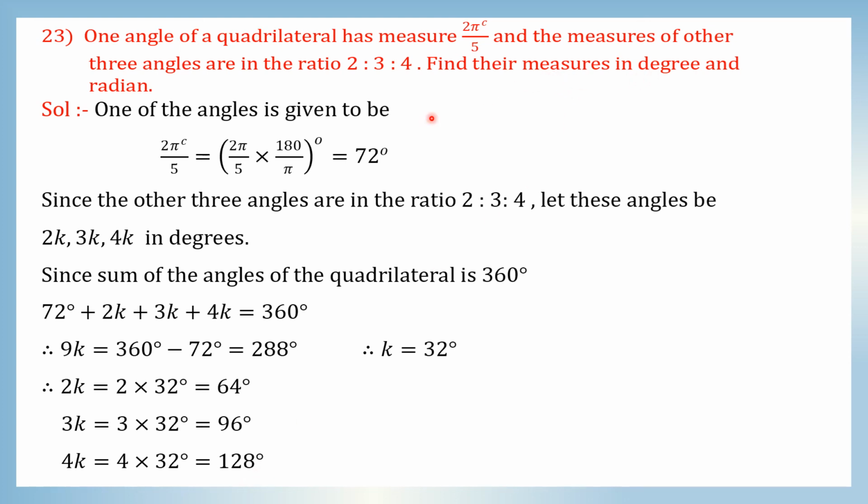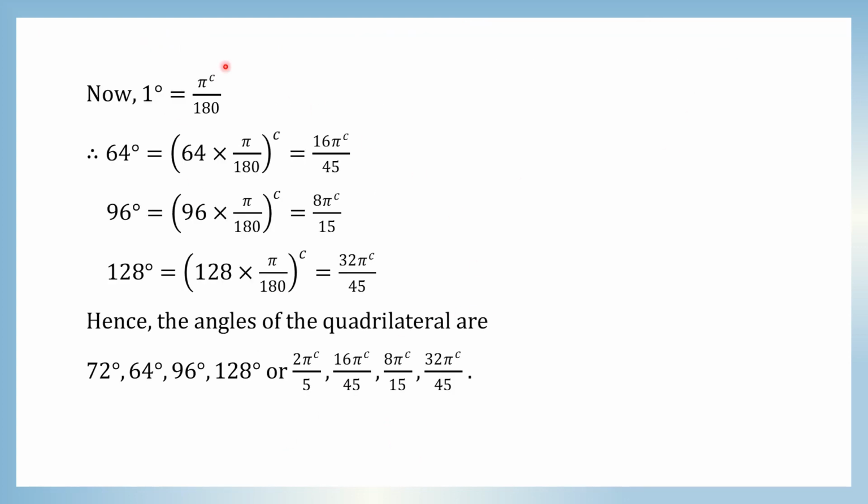Find these angles in degrees and radians. Here we get these three angles in degrees: 64 degree, 96 degree, 128 degree. Convert it into radian. Now we know that 1 degree equal to pi divided by 180 radian. Therefore 64 degree equal to 64 into pi divided by 180 radian. Simplifying, we get 16 pi divided by 45 radian.